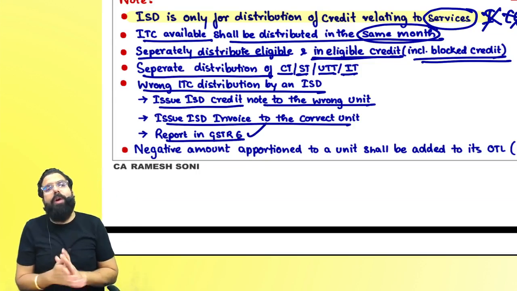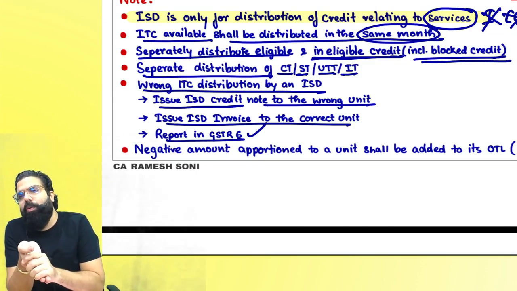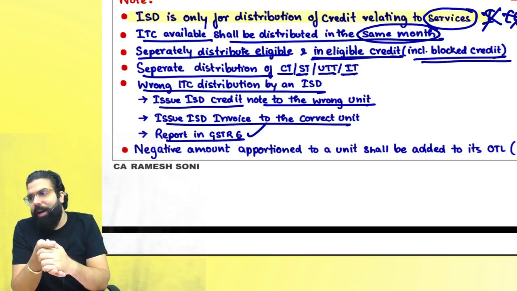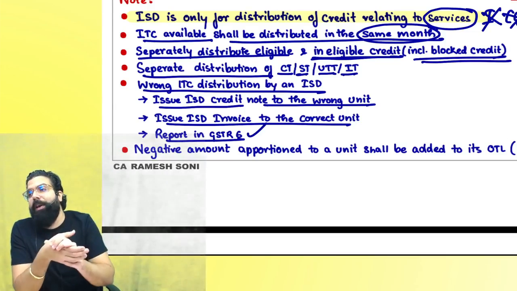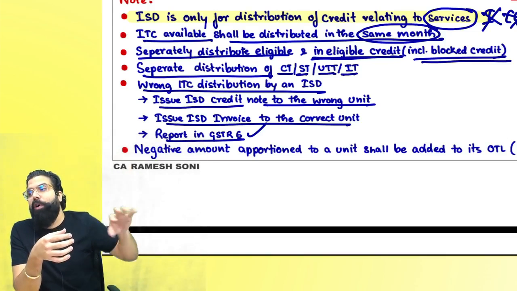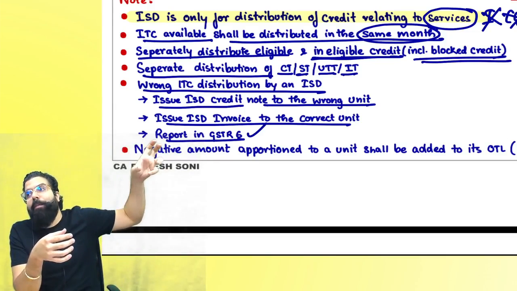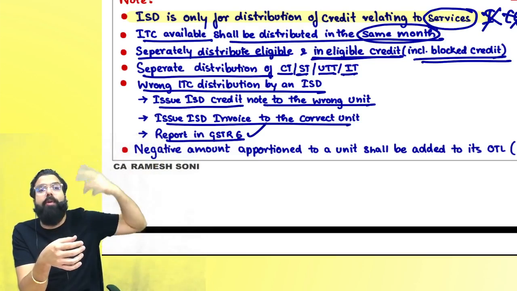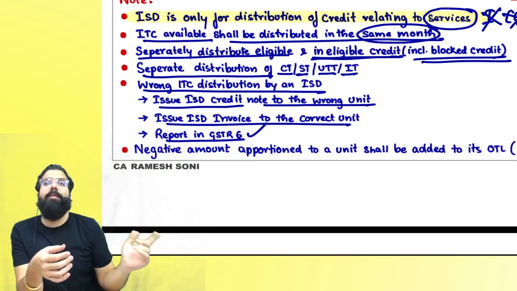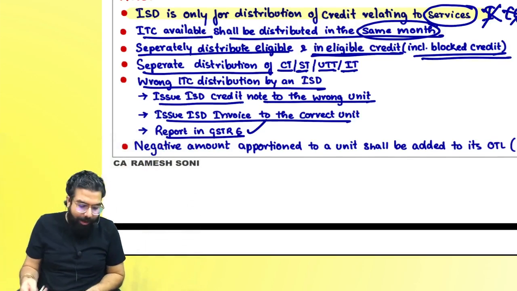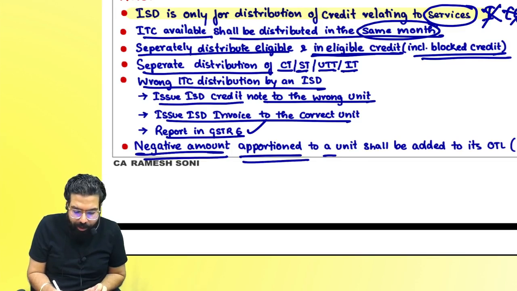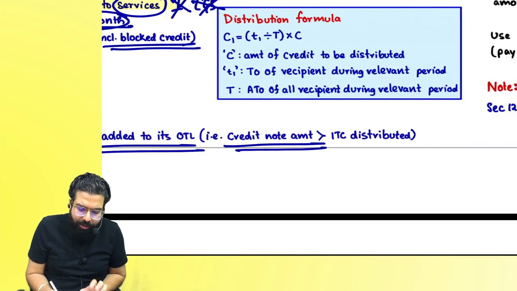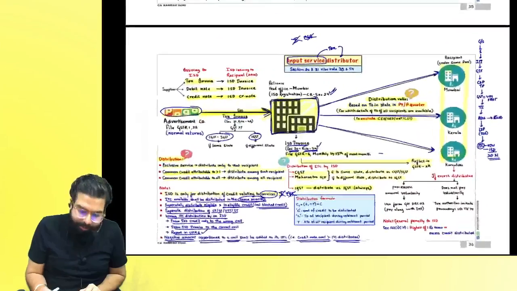For example, in one month I went ahead and distributed to one branch. ISD distributed 1 lakh rupees, but the credit note is 2 lakh rupees, then the differential is 1 lakh rupees. Because what I am giving you is only 1 lakh, but what I am reducing for you is 2 lakh. Credit note is more than invoice, then the differential will be added to your output tax liability. Negative amount apportioned to a unit shall be added to its output tax liability, that is where credit note amount is greater than ITC distributed.